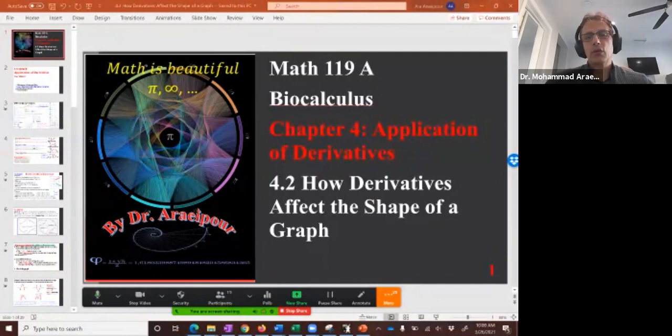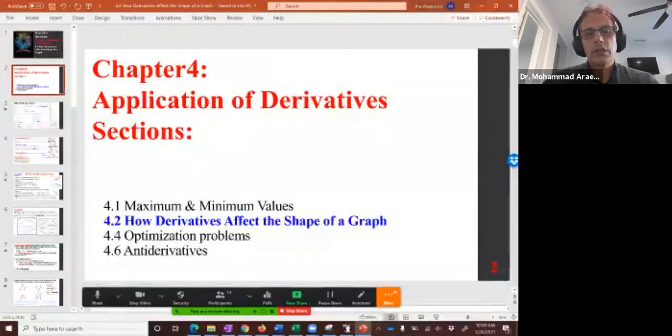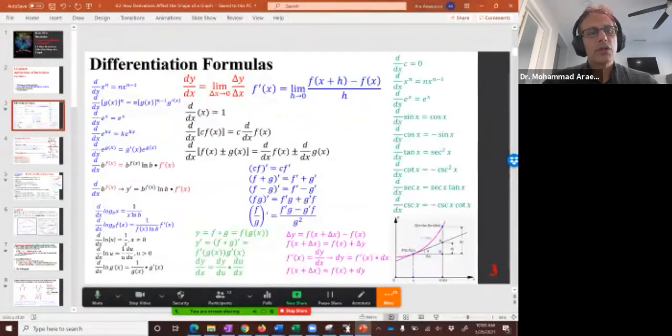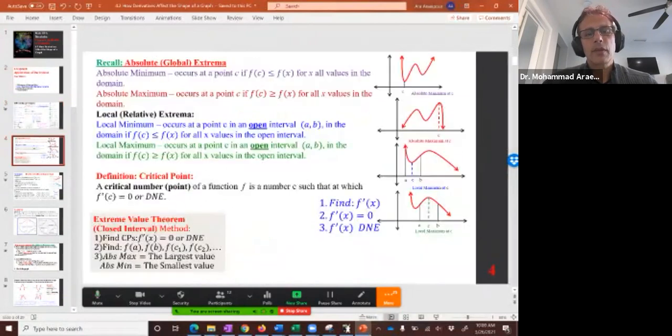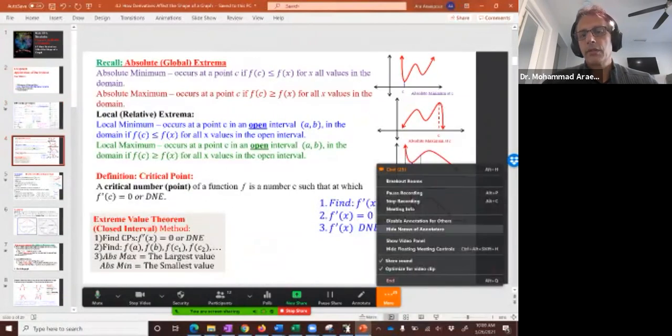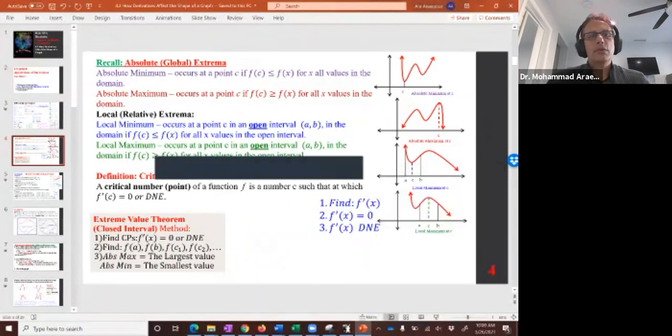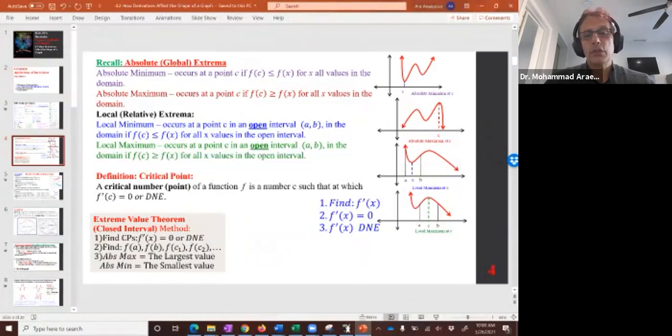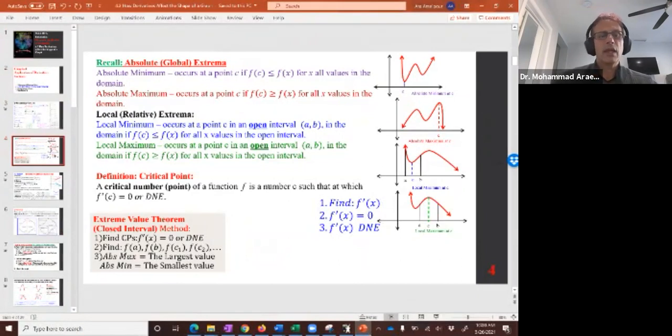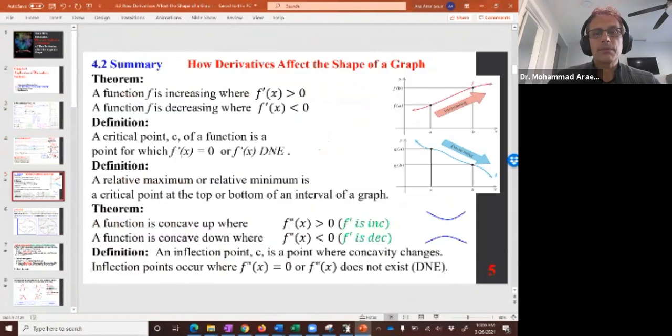We are looking at 4.2, how derivatives affect the shape of a graph. We looked at max and minimum values, differentiation formulas, the synopsis of what we covered: absolute, the same as global extrema; local, the same as relative extrema; finding a critical point, f prime set equal to 0 or where it doesn't exist; and the closed interval theorem.